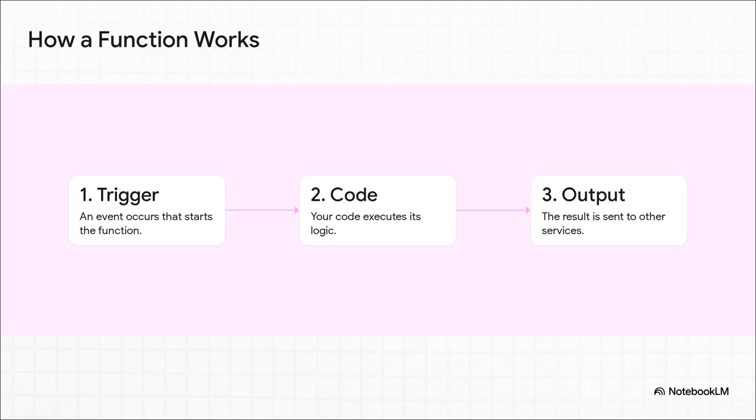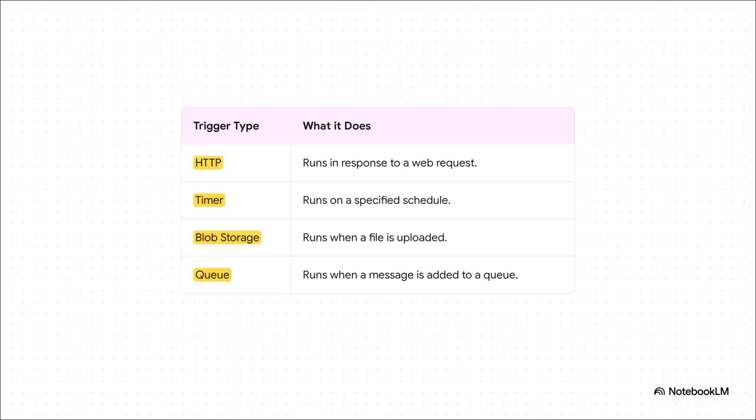And here's a key detail. A function always has exactly one trigger, but it can pull in extra data from multiple inputs and send its results to multiple outputs. So what can a trigger be? Oh, just about anything you can imagine. An HTTP request can instantly turn your function into a super lightweight API. A timer can wake your function up at 2 a.m. every night to do some database cleanup. You could have a function that automatically resizes an image the moment it's uploaded to storage. Or a new message in a queue could kick off a whole complex workflow.